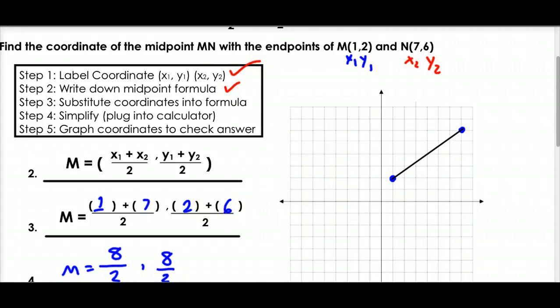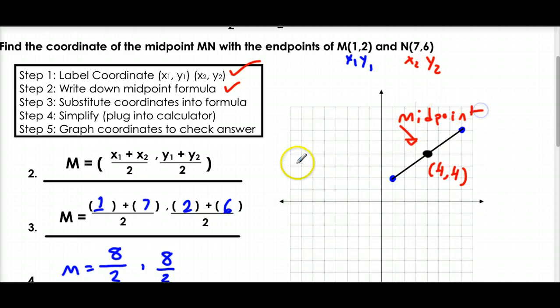Good. Now our midpoint is (4, 4). So let's see if it actually looks like it's really the midpoint. So it's 1, 2, 3, 4. 1, 2, 3, 4. Right over here. And does that look like it's right in the middle? Sure is. So our midpoint, (4, 4), is the midpoint. We did it!